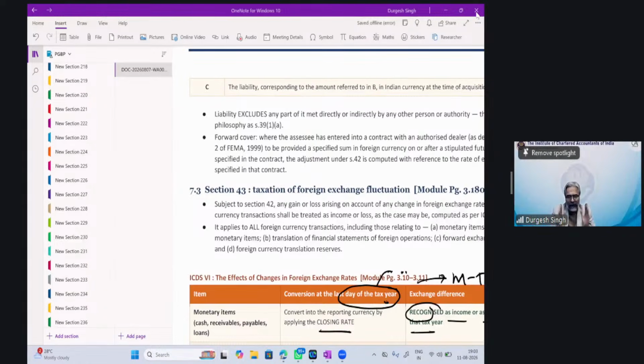I hope that this particular point is well taken by all of you students. Yes, Radha, unmute. Yes, you got it?